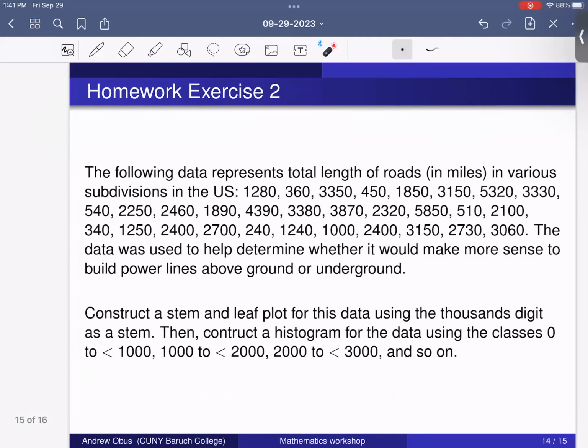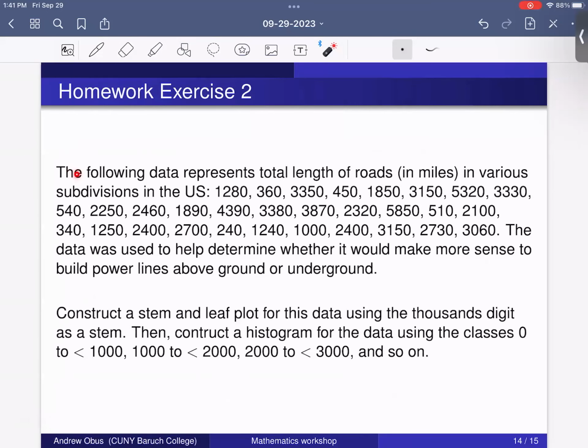Homework exercise number 2: we have the following data that represents total length of roads in miles in various subdivisions in the US. The data was used to help determine whether it makes sense to build power lines above ground or underground. That maybe depends on how much road you have. And so it's a 2-part exercise.